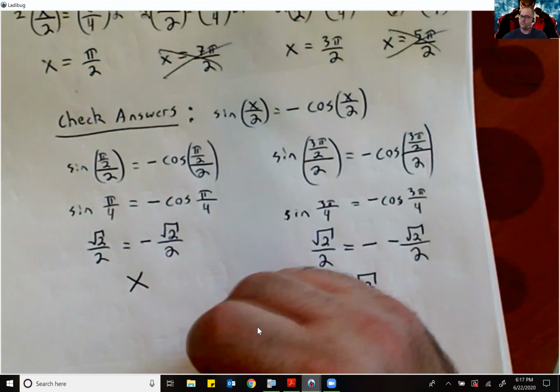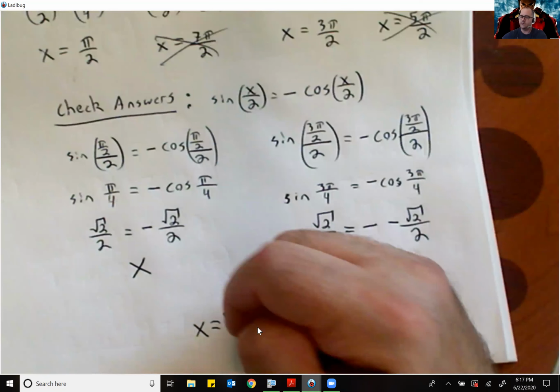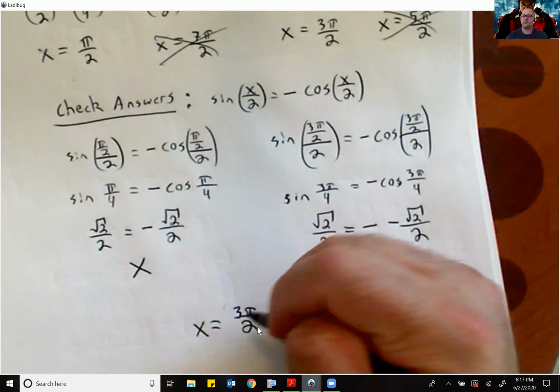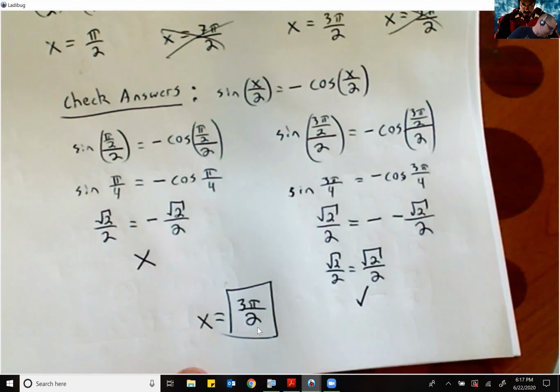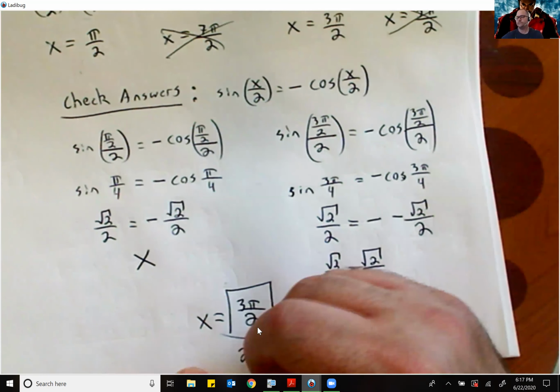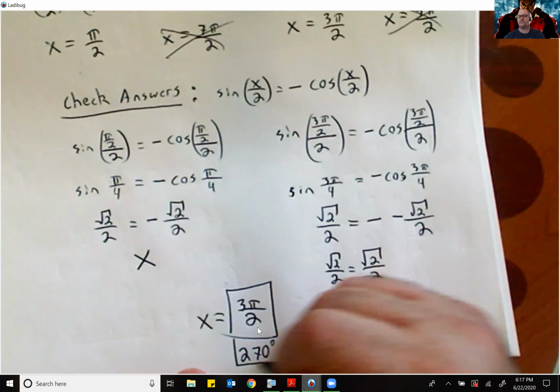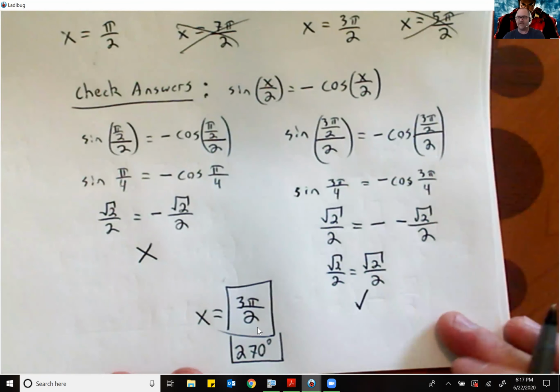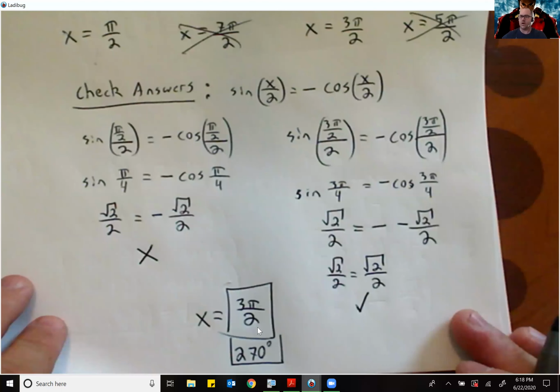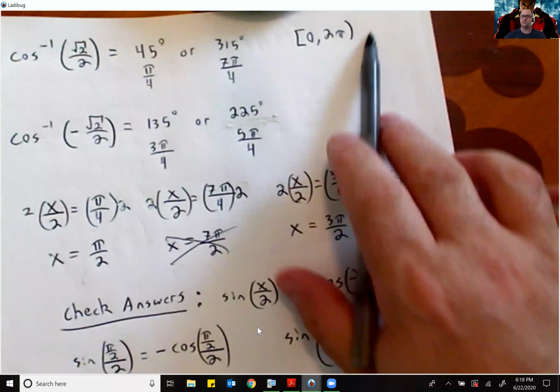X is equal to 3 pi over 2. That's what they want. Or in other words, 3 pi over 2, we know what that is. That answer is 270 degrees. That's number 24. I think that's your hardest problem that you have on this exam is number 24. Just be careful. Check those answers. Make sure that you are also in the interval. Those are the two important things to watch out for in number 24.